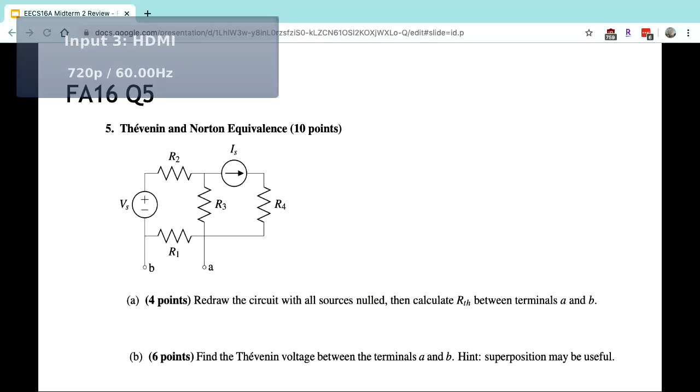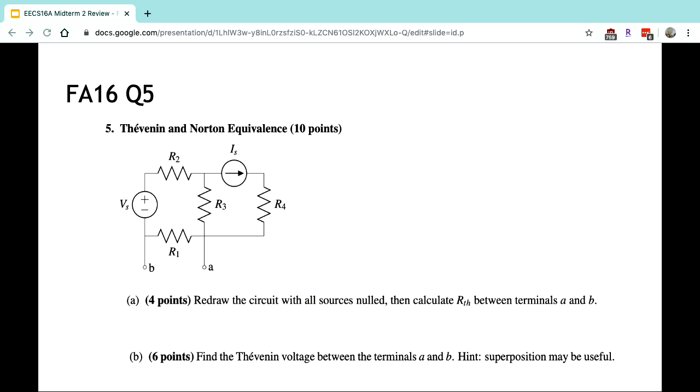All right, so next we're going to be looking at Norton and Thevenin equivalent problem. So take a few minutes to take a look at the circuit diagram. Just before we switch to the DocuCam, because it is a bit blurry. All right. I think we can switch back to, yeah.